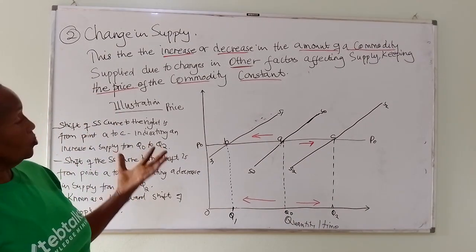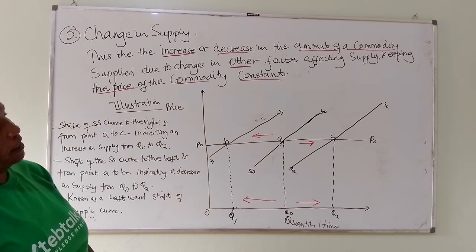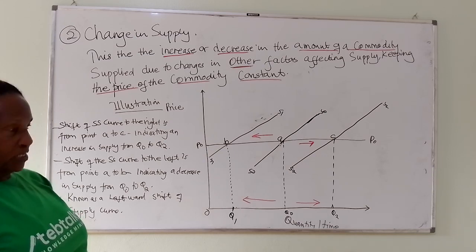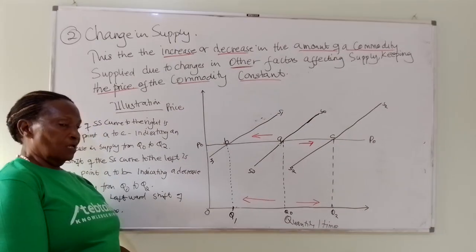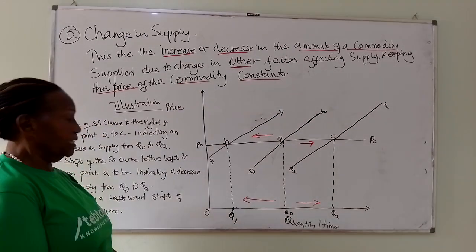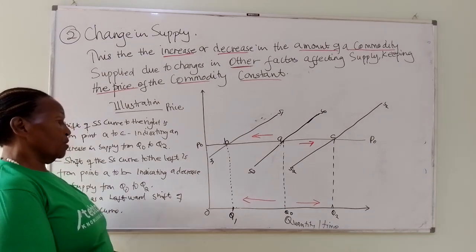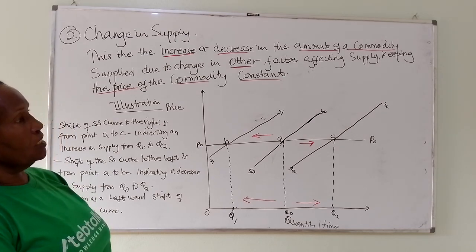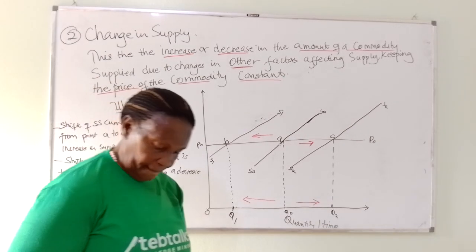So I think now you are in a position to distinguish between a change in supply and a change in quantity supplied. Change in quantity supplied is movement along the same supply curve, due to changes in the price of the commodity, other factors remaining constant. Yet change in supply is an increase or decrease in the amount of the commodity supplied, price remaining constant, but because of changes in the other factors affecting supply.